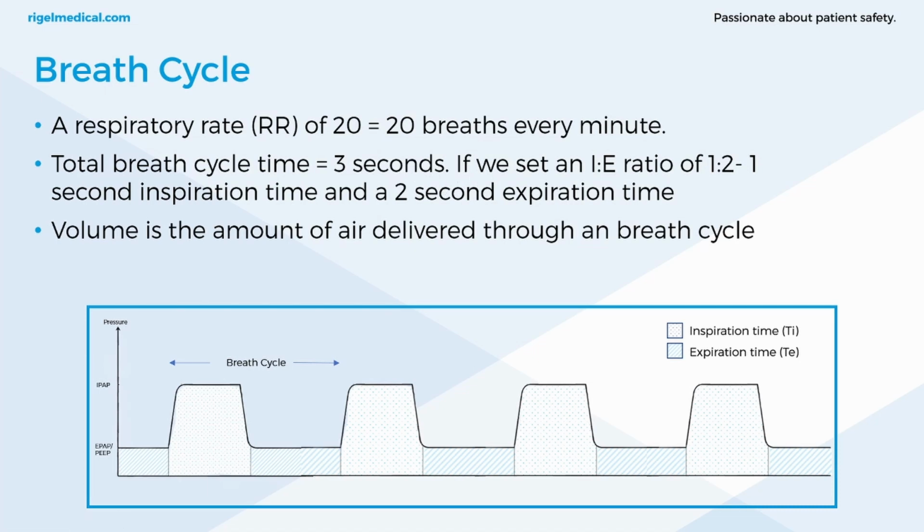Now, if we were to set an IE ratio of 1 to 2, that means we've got 1 second inspiration time and a 2 second expiration time. Pretty simple. Now, if you remember from the terms, inspiration time plus inspiration pause is important to remember for these breath cycles. Also, volume is the amount of air delivered for a breath cycle. We've already established that. That explains the IE ratio a little bit better.